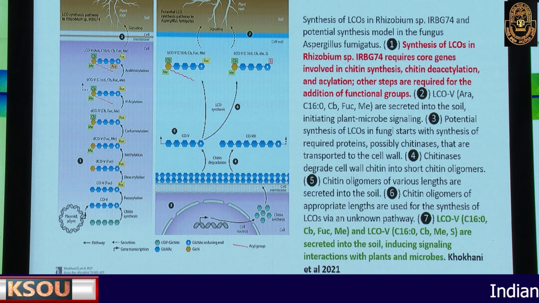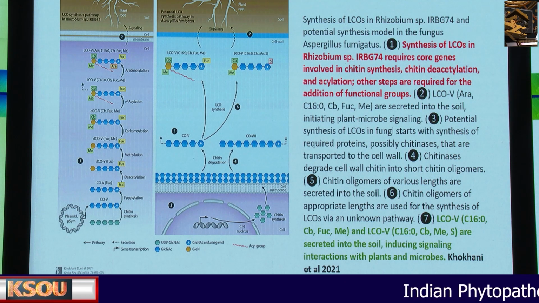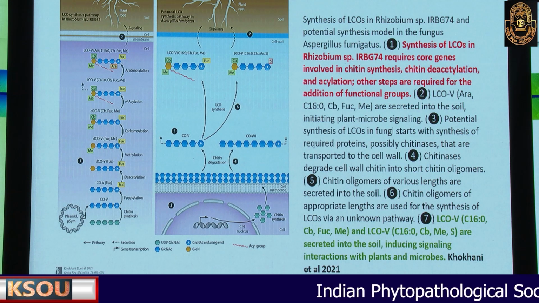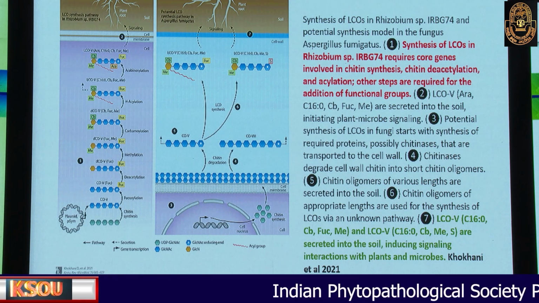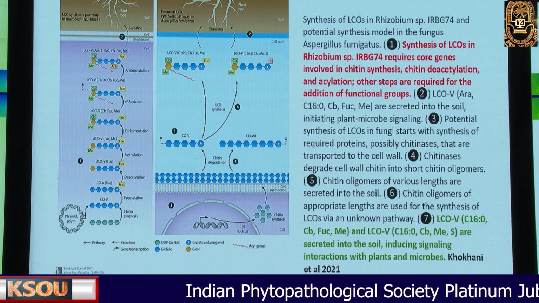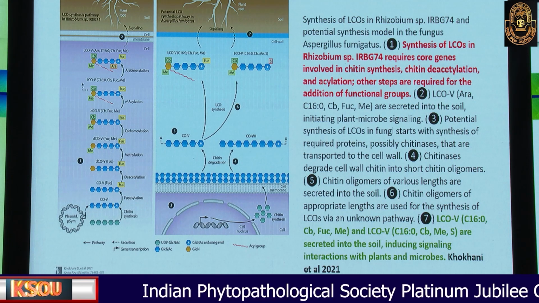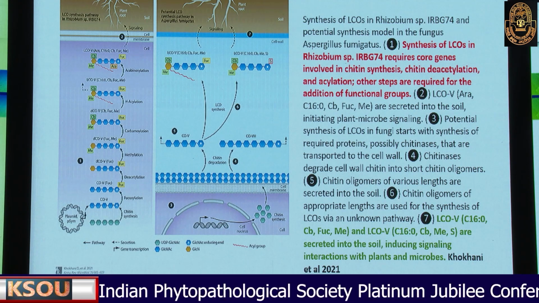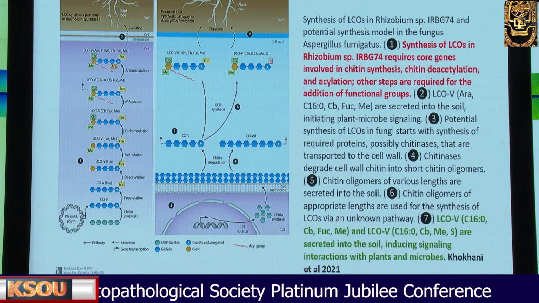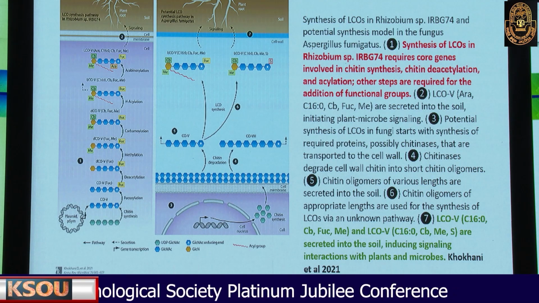And you can see the synthesis of lipid chitin oligosaccharides in rhizobium, which requires core genes involved in chitin synthesis, chitin deacetylation and acetylation, and other steps are required for the addition of the functional groups. So everything for a symbiotic organism, these chitin synthases and chitin deacetylases are responsible on one side, and for the synthesis of chitin also chitin synthases are responsible.